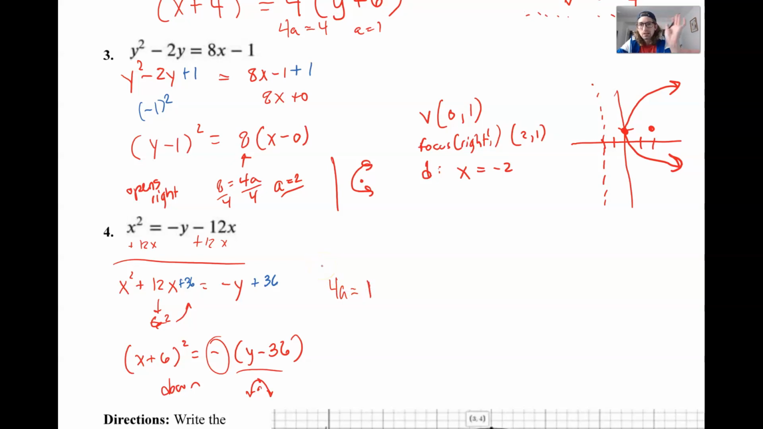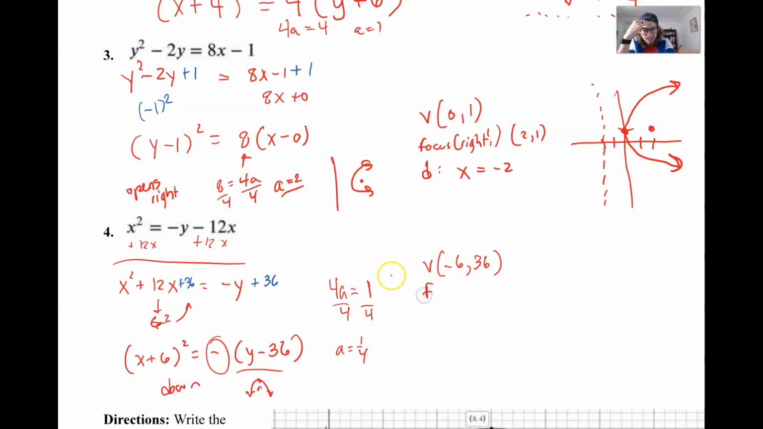Ignore the negative. You know it's down. We're just finding a distance for a. So a in this case is actually a quarter. So that makes this just a little bit harder because you're dealing with a small number, not a whole number. The vertex is at -6, 36, looking at the x and y.